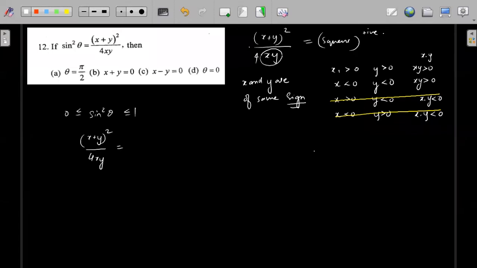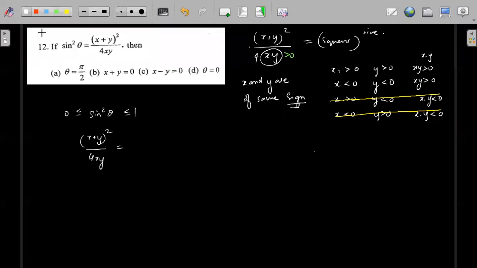That means xy will be greater than 0. So this whole thing will be greater than 0. Right side is greater than 0, left side is greater than 0. So that means we can now equate both of them. Okay, fine. Okay, cool. Now next part.